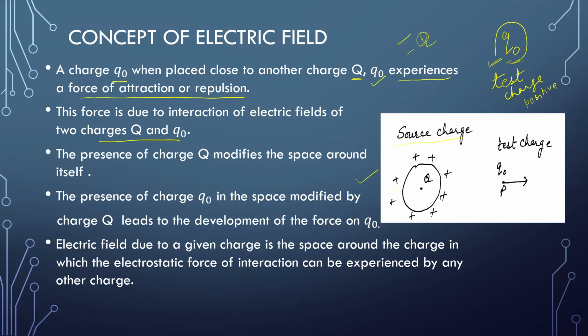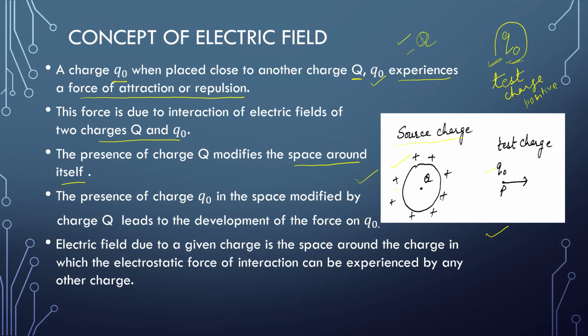So, the presence of charge Q modifies the space around itself, and the presence of test charge q naught in the space modified by charge capital Q leads to the development of force on q naught. So, this test charge will experience a force of attraction or repulsion depending upon the nature of the source charge, whether the source charge is positive or negative.